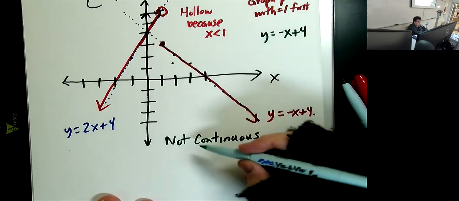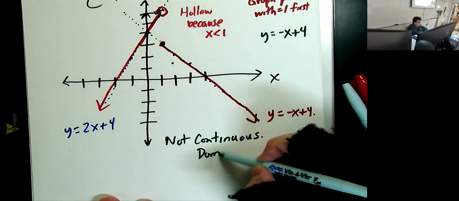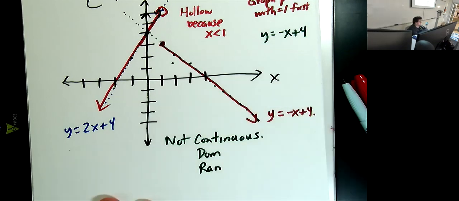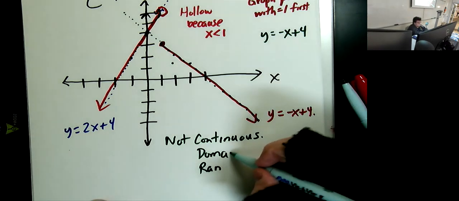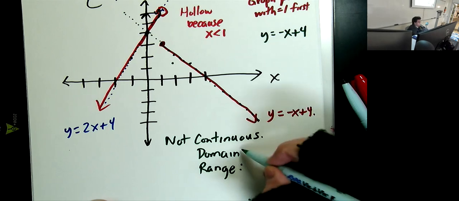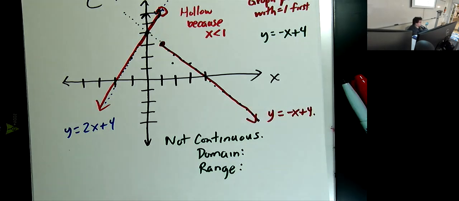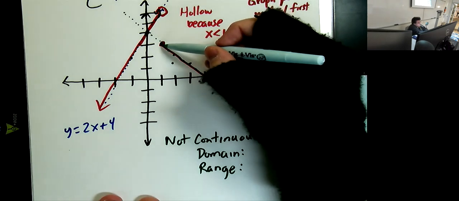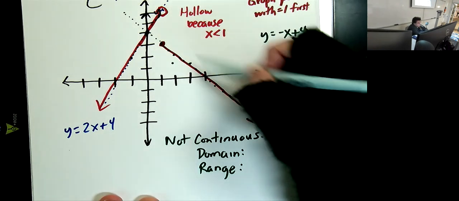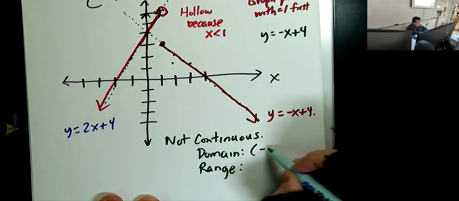What's my domain here? And my range? It's all real numbers for the domain, right? I can put in any x value. I can even put in x equals 1. It's on this line here, not that line. But the domain is all real numbers.